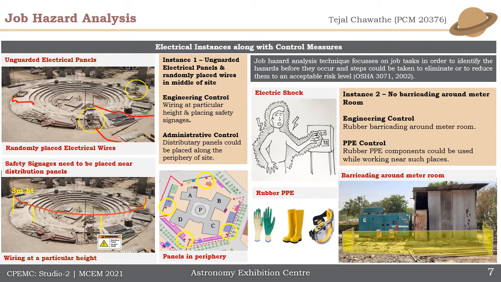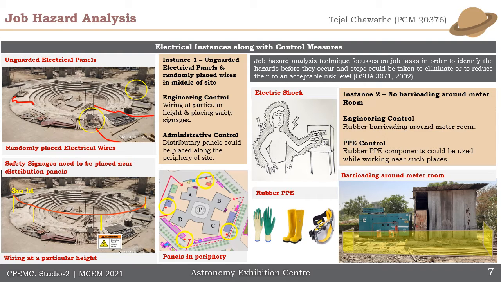Next, job hazard analysis was studied, where electrical instances which were dangerous were found. So, for example, in the atrium area, there were unguarded electrical panels and randomly placed electrical wires, and it's been suggested that safety signages should be put and wiring should be raised to a particular height. Also, there's a suggestion for the distribution panels to be placed along the periphery of the site instead of at the center.